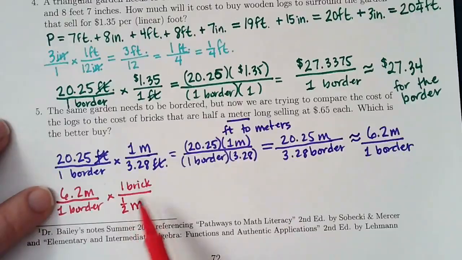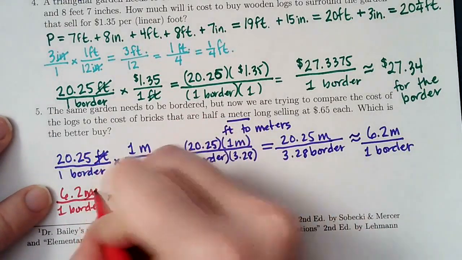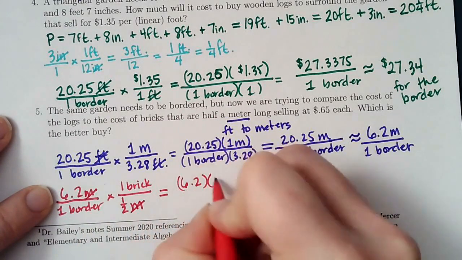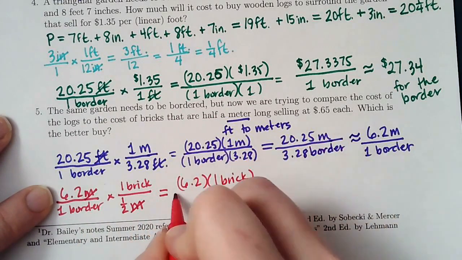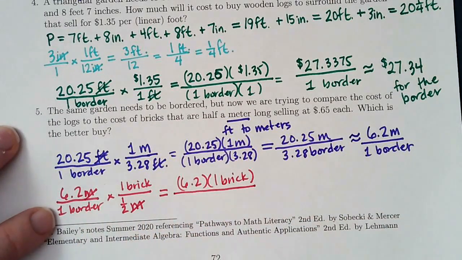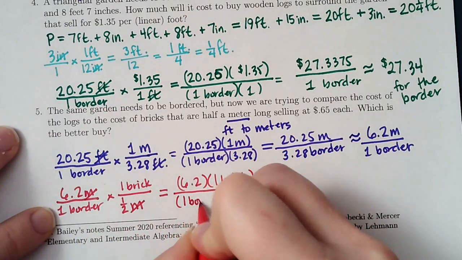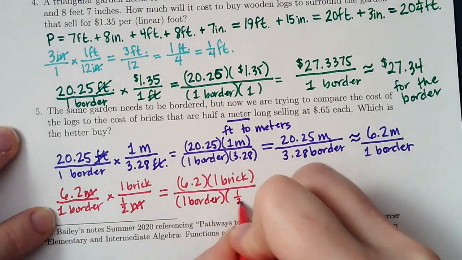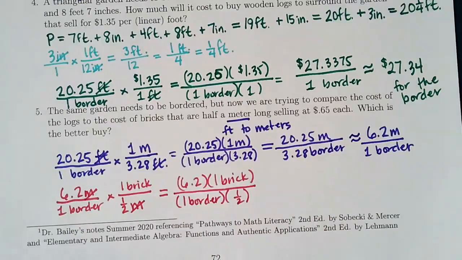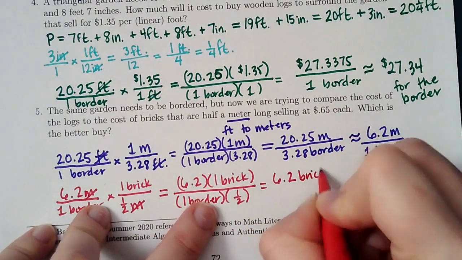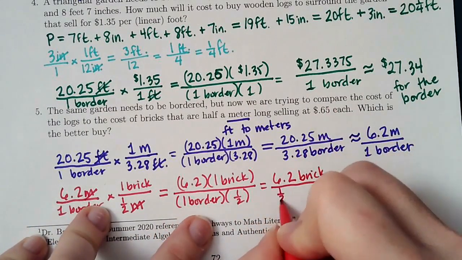And I decided to put 1/2 meter in the denominator so that the meters would cancel. Bye-bye. So in the numerator, I see 6.2 times 1 brick. I'm starting to get better at all of my labels and where my conversion should go. 1 border times 1/2. So 1 border. Starting to feel the rhythm here. Okay. And so here we go. Okay, 6.2 times 1 is 6.2. 6.2 bricks for half of the border.